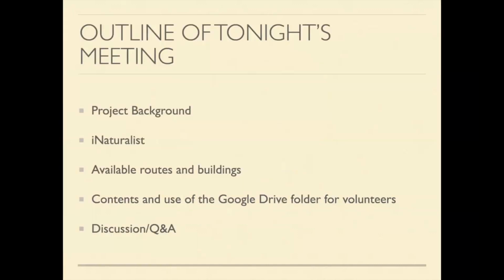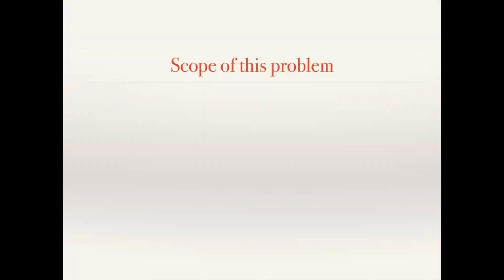So, a quick outline: we're going to do some project background. We're going to talk a little bit about iNaturalist, which is the app that we use on mobile devices to collect data. We're going to talk about routes and buildings, and then go over briefly the contents and use of the Google Drive folder, which is where we put all of the data, where we do coordination in terms of calendars and who's going to survey, and where it's just a treasure trove. The window schematics are in there, all kinds of things. And then we will, of course, have time for discussion and question and answer.